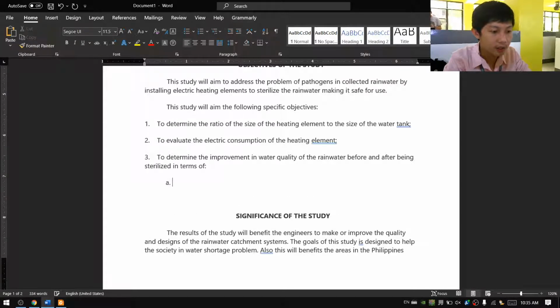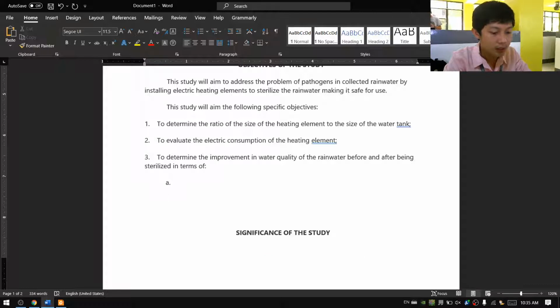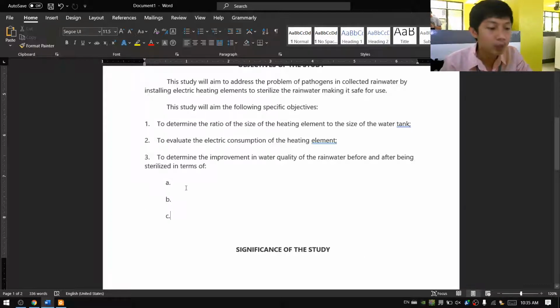okay, letter A, letter B, letter C. Okay, so why did I put A, B, C here? Because water quality has a quality. It could be color, it could be pH, it could be bacteria count. Okay, it could be pH, it could be pathogens or microbial. It could be, I don't know what else you find.